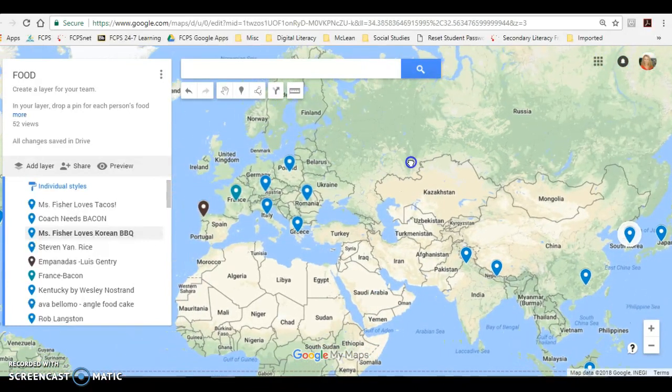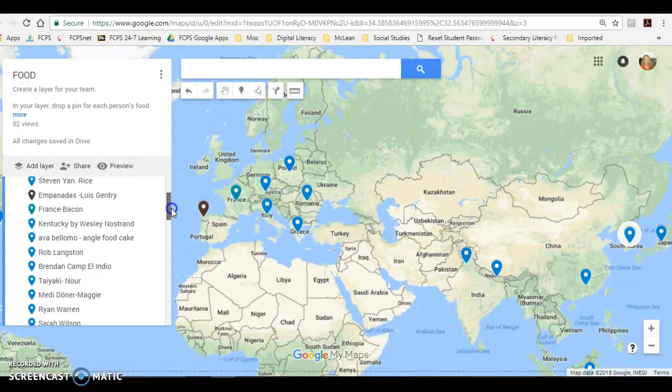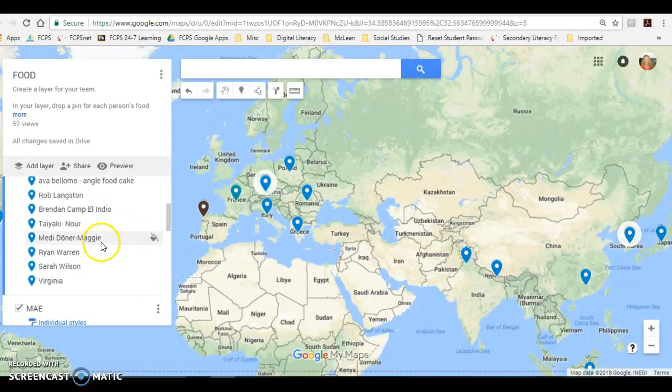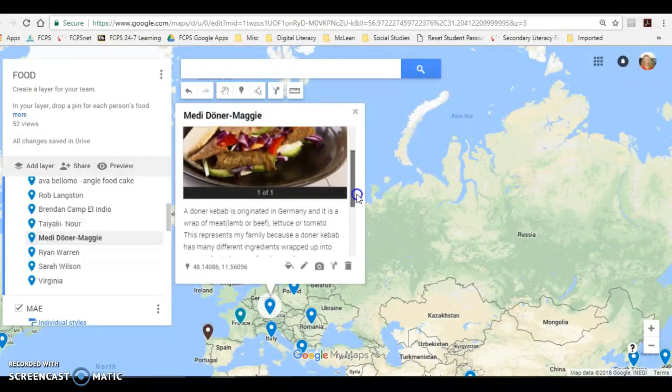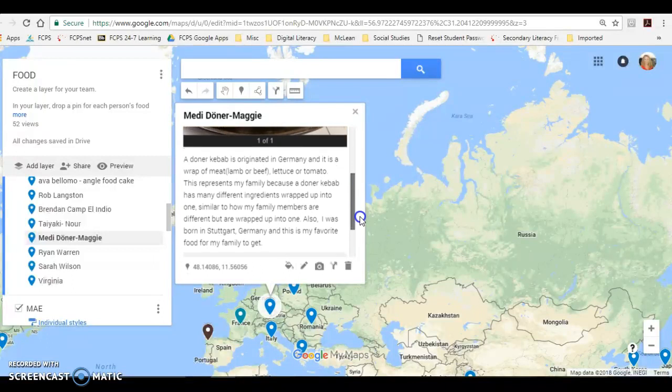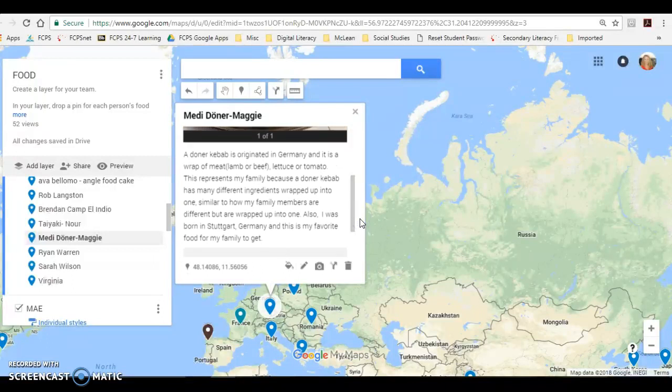And so students began to explore with their fellow students some of their favorite foods and their favorite ideas. So students learned a lot from each other. For example, Maggie, who is from Germany, thought doner kebab was from Germany when in fact it had originated in Turkey. And so this was an exciting thing for her to learn because this really led us into this concept of where do things come from?